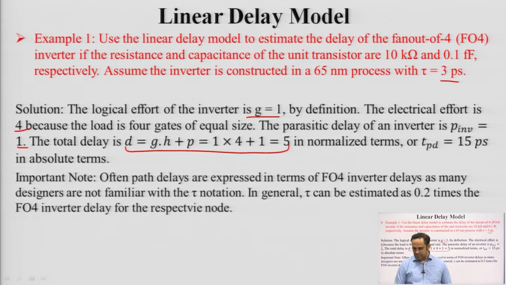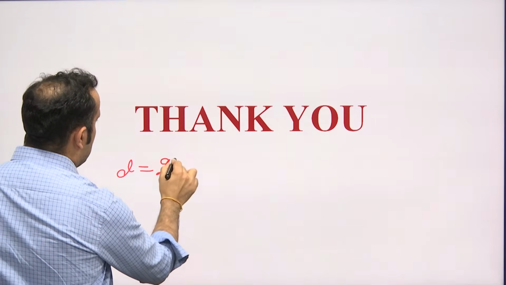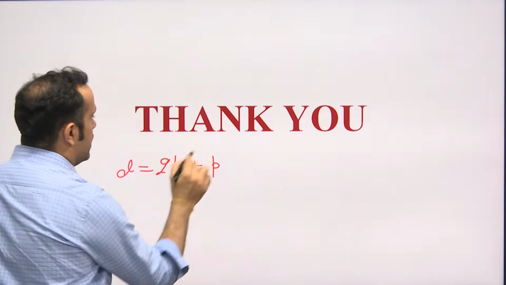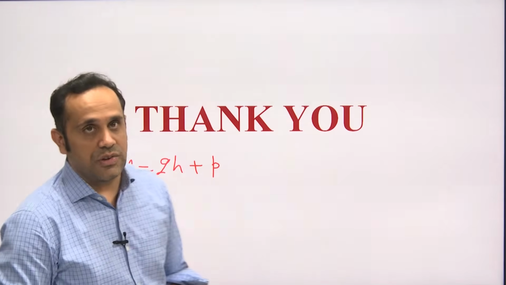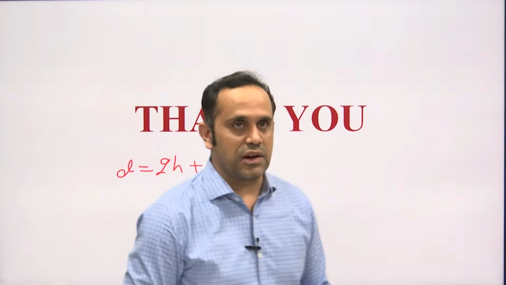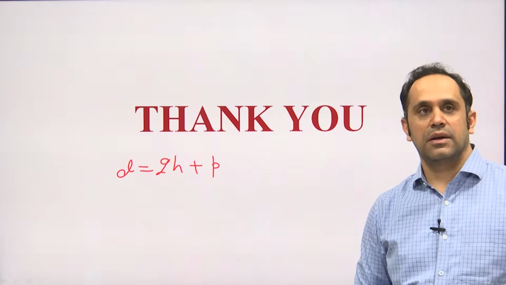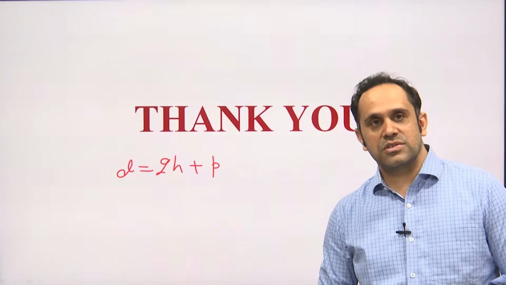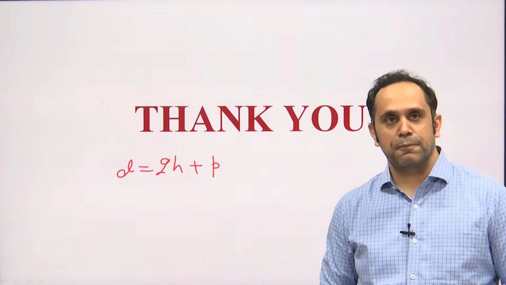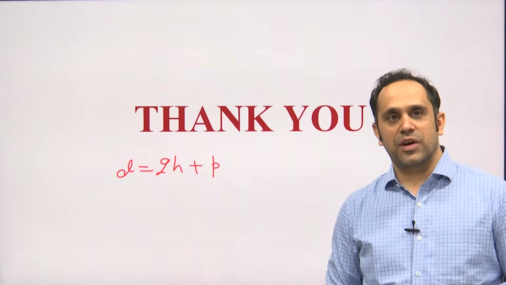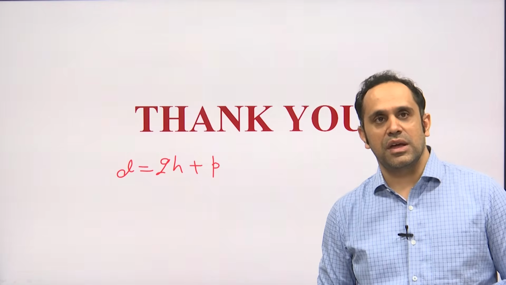Just to summarize, we have started with what is known as normalized delay, similar to the equation of a straight line. G is logical effort, H represents fan out and P represents your parasitic delay. In the next lectures, we are going to continue from here and go further with the linear delay model.